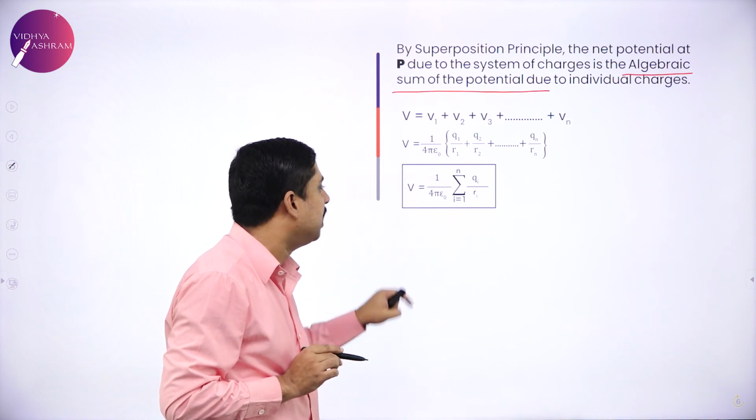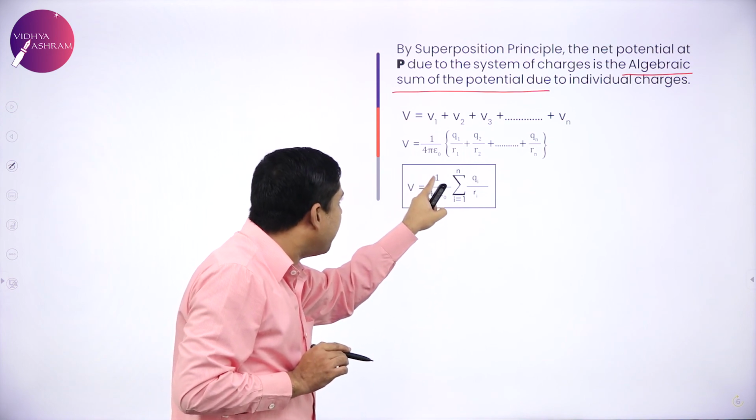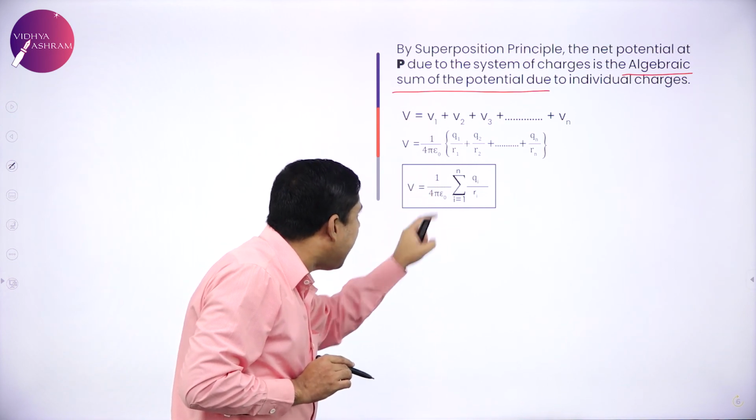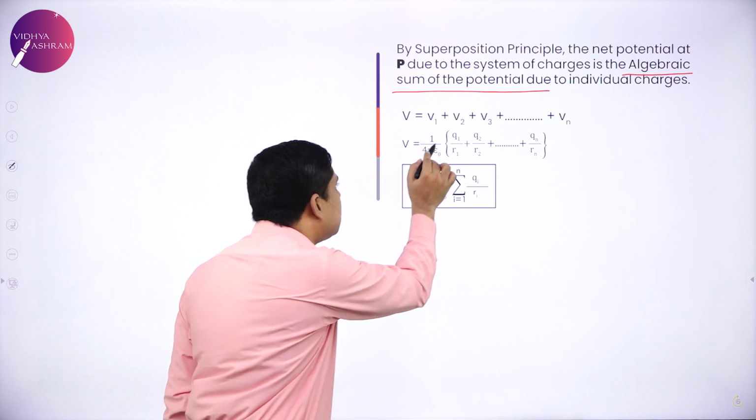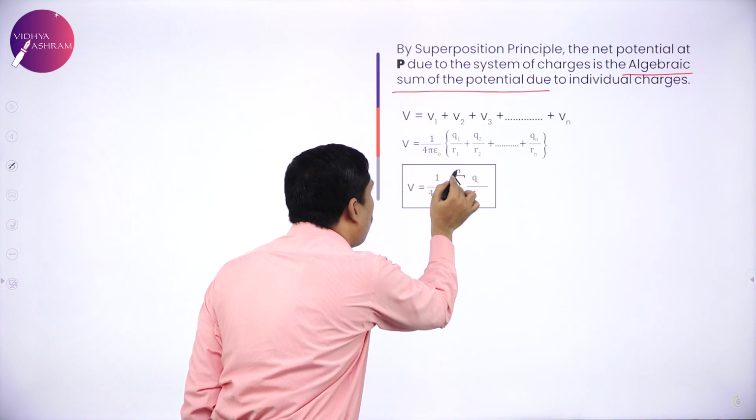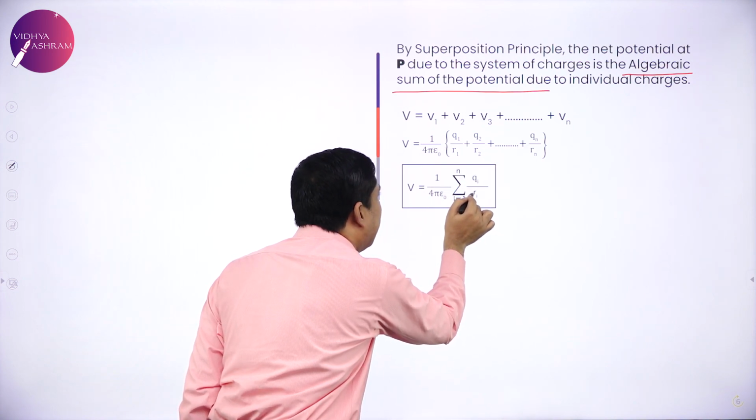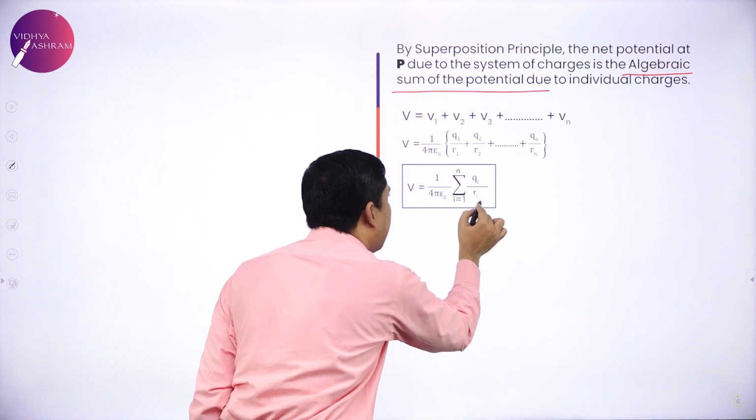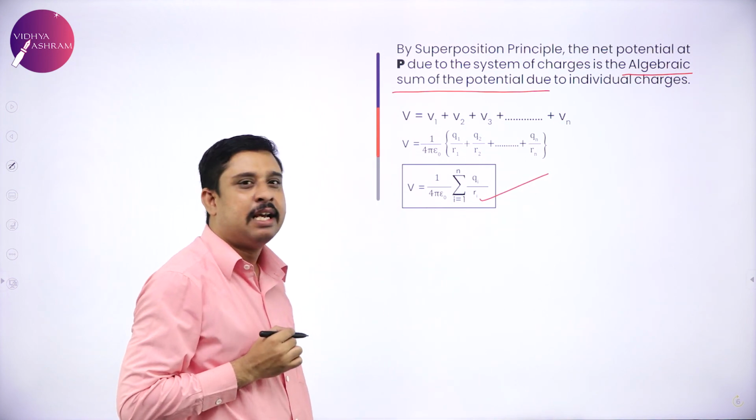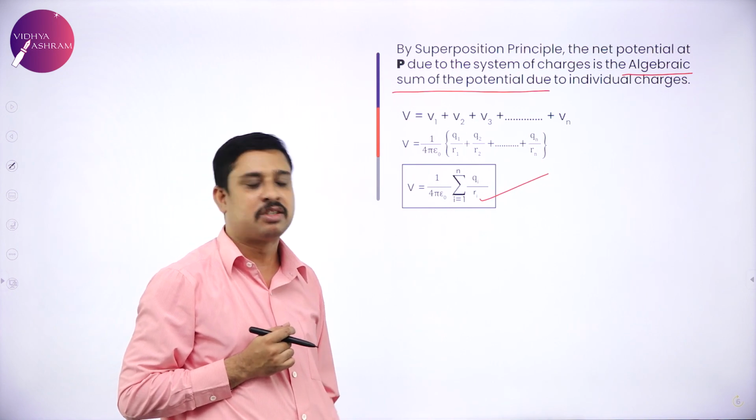On summation, the resultant potential is 1 by 4 pi epsilon naught times the sum, starting from i equals 1 to n. Numerator is charge qi, denominator is distance ri. And this is the expression for potential due to a system of point charges.